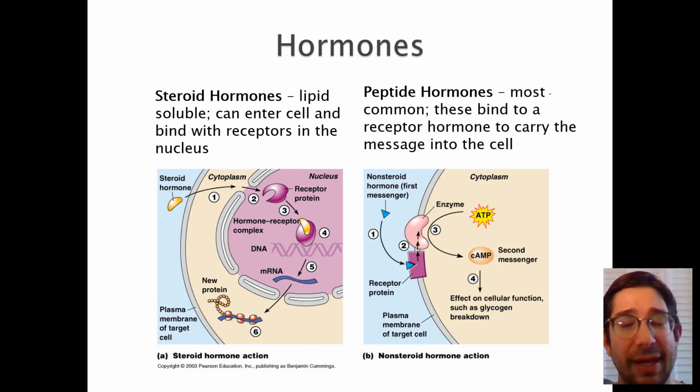Peptide hormones, on the other hand, which just means proteins, protein hormones, they can't get through the cell membrane. So they definitely can't get to the nucleus. All they can do is bind with a receptor on the surface of the cell and then initiate some cascading reaction. It causes this to happen, which causes this to happen. So very different abilities to influence cellular activities.